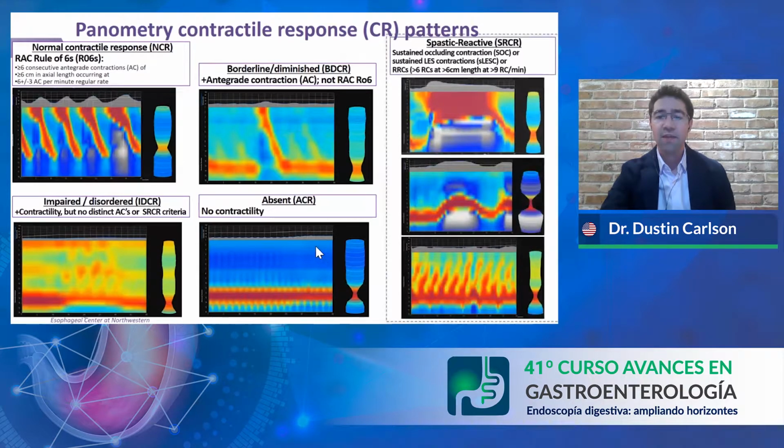Additionally, there are other features and patterns, such as sustained non-propagating contractions of the LES in response to distension, or repetitive retrograde contractions that may reflect a spastic motor response. However, secondary reactions to mechanical obstruction or hiatal hernia are also possible with these, thus we've labeled them as a spastic reactive contractile response.